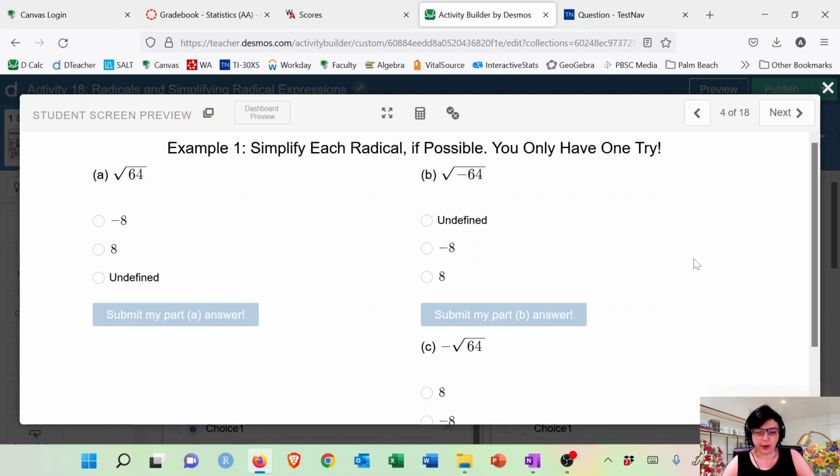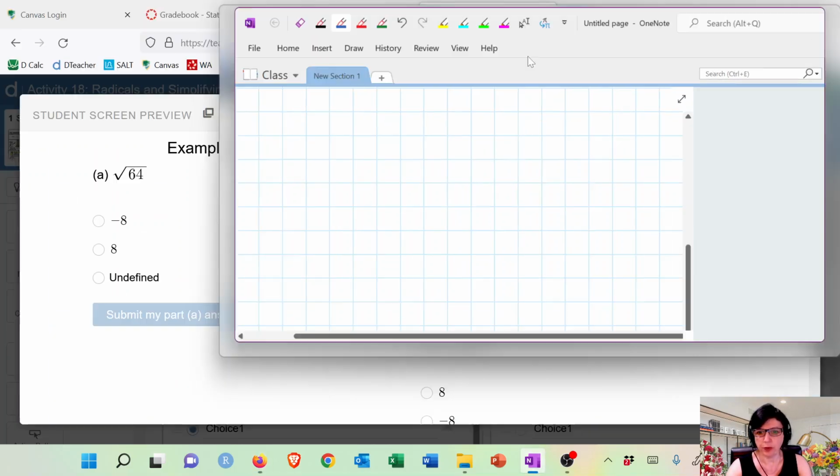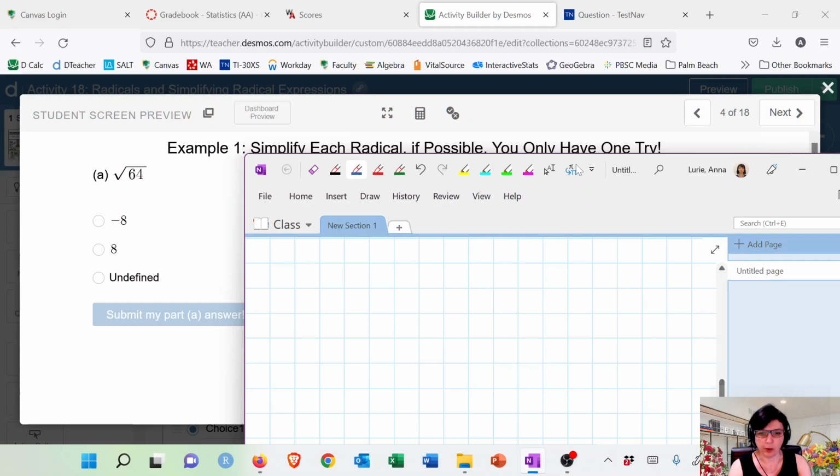Hi everyone, we're going to start working on activity number 18, and in this activity we are looking at radicals. So what are radicals? These would be something like square roots, cube roots, so all sorts of roots. So what are these roots all about? First of all, I'm going to explain how to do these without a calculator, and then we're going to switch and talk about how you would figure the same thing out with a calculator.